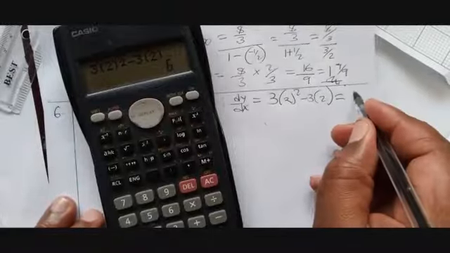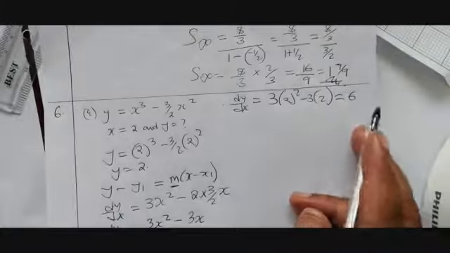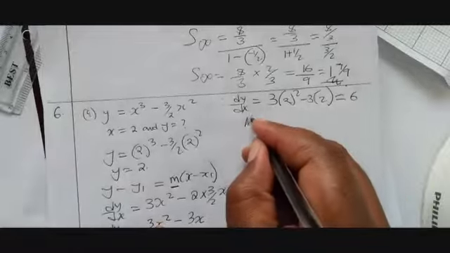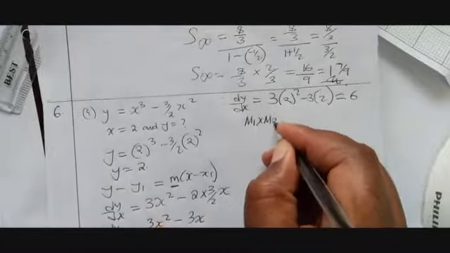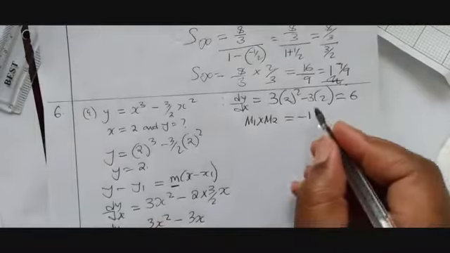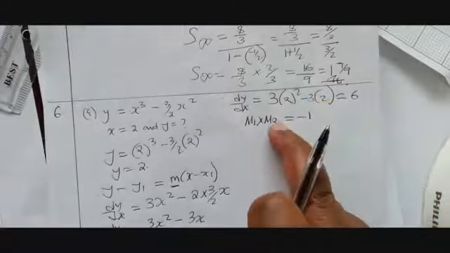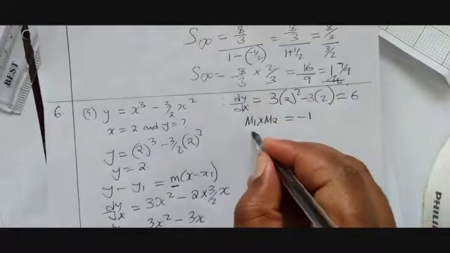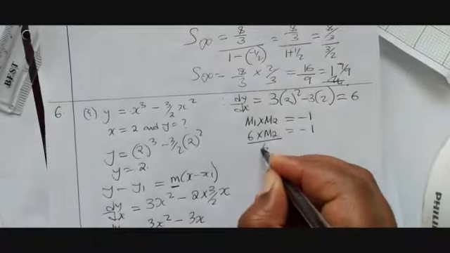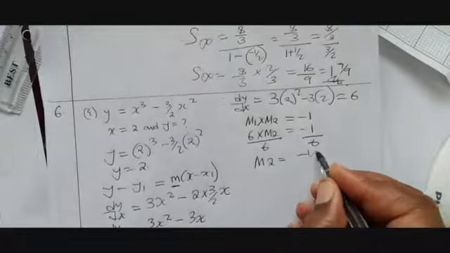So the gradient for the curve, for the tangent, is 6. But we are dealing with a normal. So the gradient of the tangent times the gradient of the normal is negative 1. Always use the gradient of the tangent that we have found to get the gradient of the normal. So 6 times m2 is negative 1. You divide by 6, so m2 is equal to negative 1 over 6.